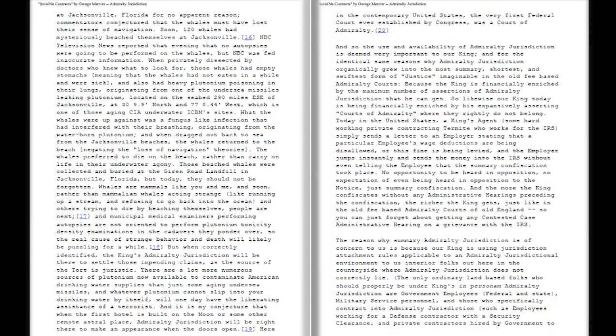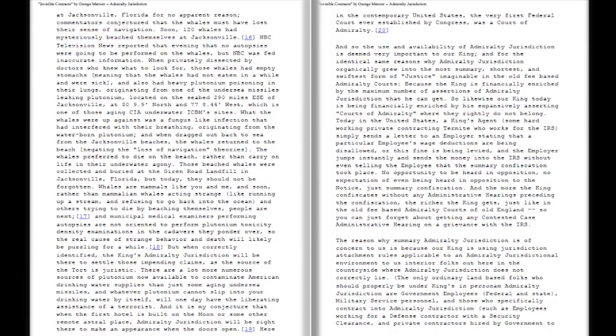Today in the United States, a King's agent, some hard-working private contracting termite who works for the IRS, simply sends a letter to an employer stating that a particular employee's wage deductions are being disallowed, or this fine is being levied, and the employer jumps instantly and sends the money into the IRS without even telling the employee that the summary confiscation took place.